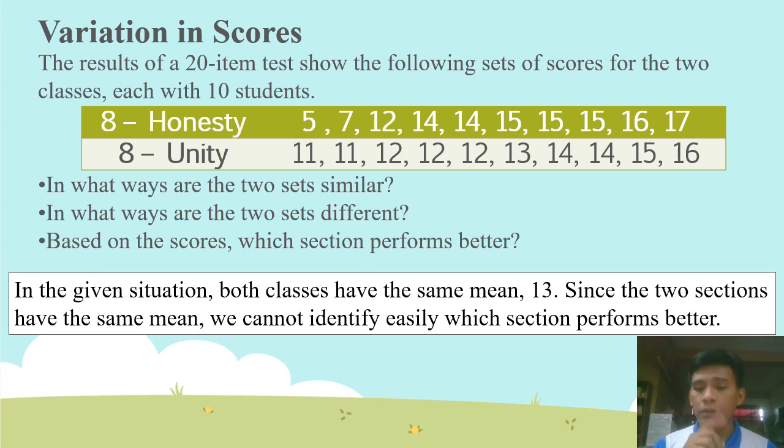Okay, how do we get the mean? Remember in our past discussion, you add all the values, then divide by the number of data. So if we add up 5, 7, 12, 14, 14, 15, 15, 15, 16, 17, then divide by 10, the result is 13. They have the same mean. Same if you add 11, 11, 12, 12, 12, 13, 14, 14, 15, 16, divided by 10, the result is also 13. That's why they have the same mean.